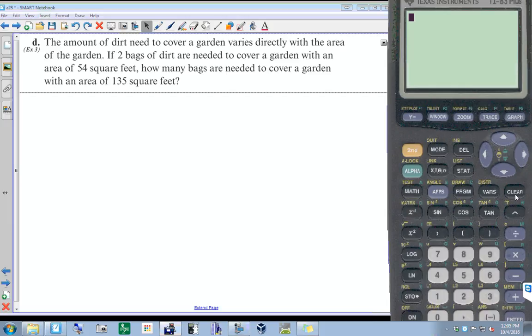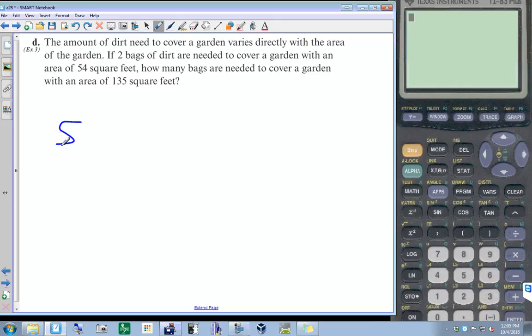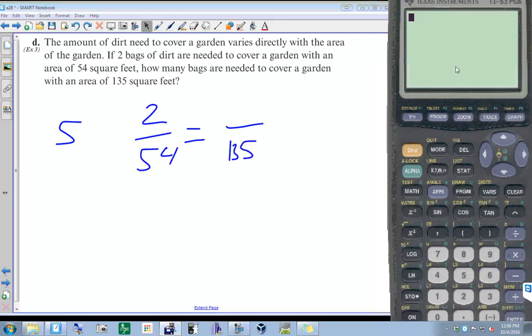So cool. What'd you get? 5 bags. Does that seem reasonable? Because 4 bags will get me about 108, so yeah, it seems reasonable. But 2 over 54 is going to be equal to what out of 135? And like I said before, I tend to use the ratio way of doing this because it's just a lot faster. 2 times 135 divided by 54, I end up with just 5. Exactly. Okay.